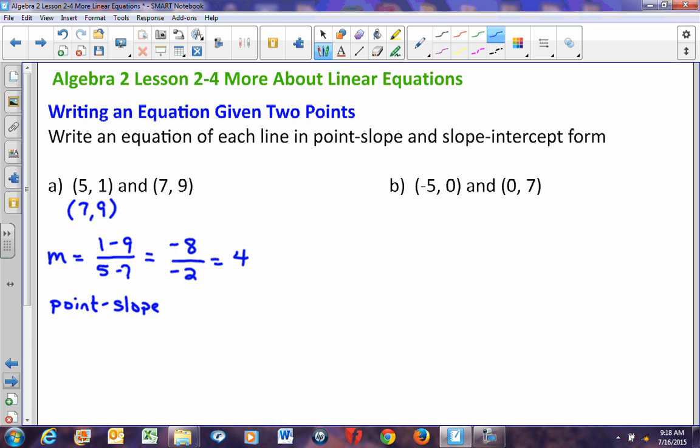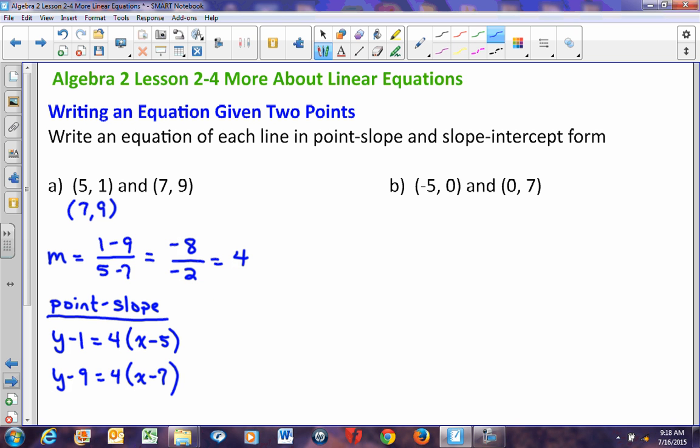Depending upon which point I choose, if I choose (5, 1), I'm going to have y minus 1 equals 4 parentheses x minus 5. If I chose the other point, I would have y minus 9 equals 4 parentheses x minus 7. Hence why I don't like using point-slope form, because there's always going to be two different equations you can have for point-slope form.